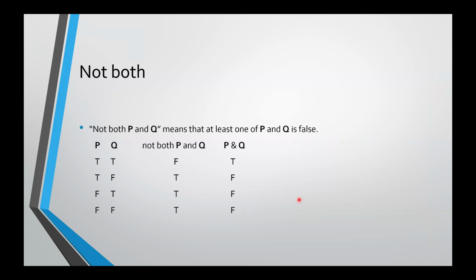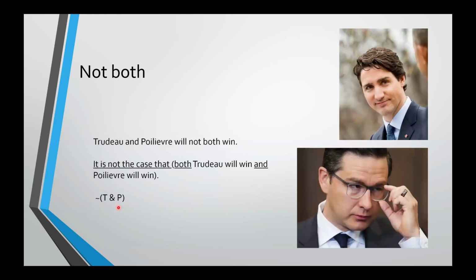So if you want to symbolize this, the first way you can do it, look at the truth table for P and Q. This has the opposite truth values for not both P and Q. So you can do kind of the same thing we were doing with the last one. You take this and then you negate it in order to flip the truth values around, to take this true, make it false, and these falses make them true. So you would symbolize this sentence like this: not T and P. It is not the case that both Trudeau will win and Poilievre will win.